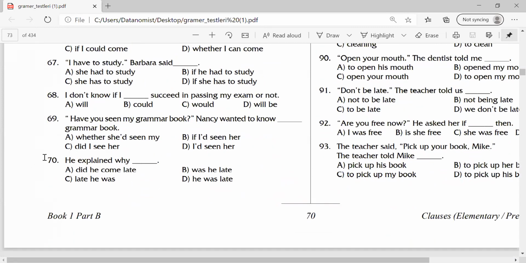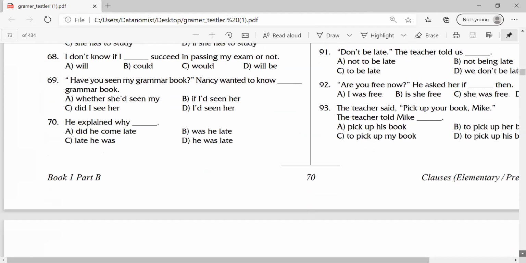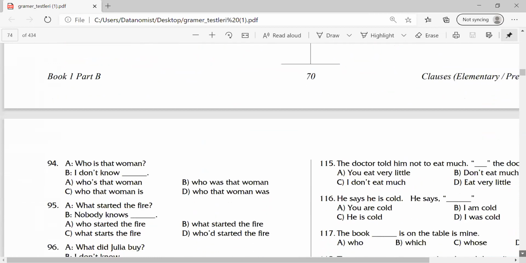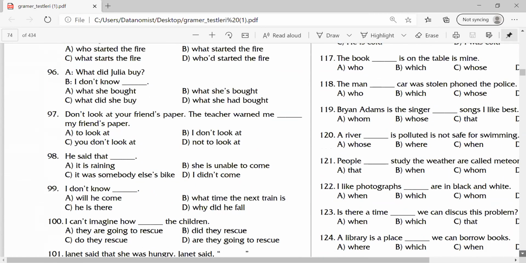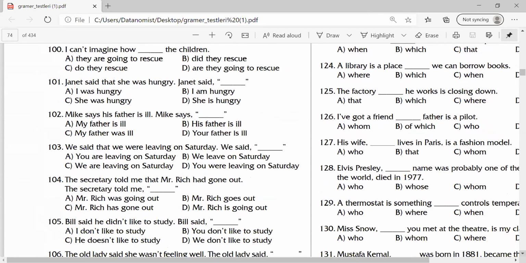See the 70th one, guys. He explained why. So he explained what? Conjunction is given. I need one SV, and this is past, so it should be past. So he explained why he was late. Okay.